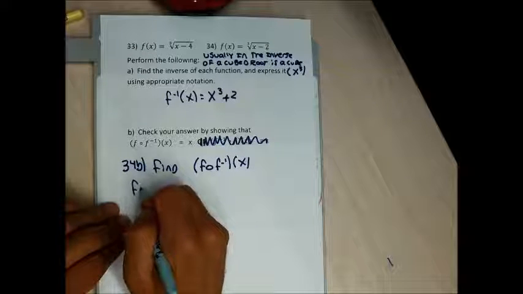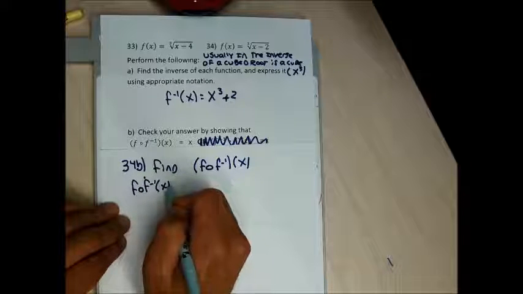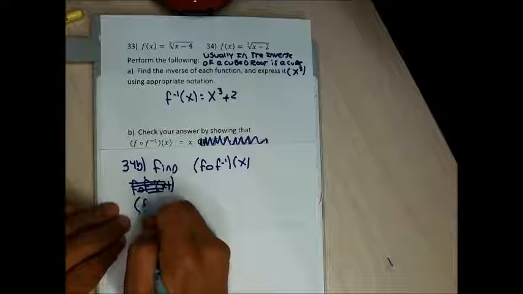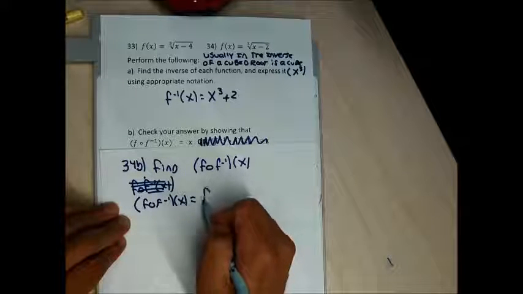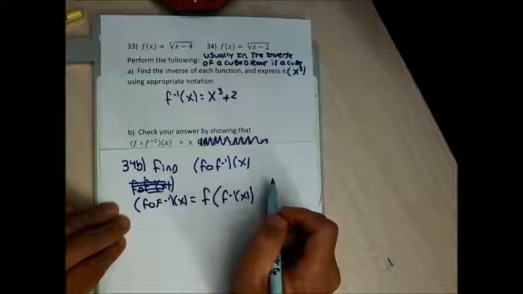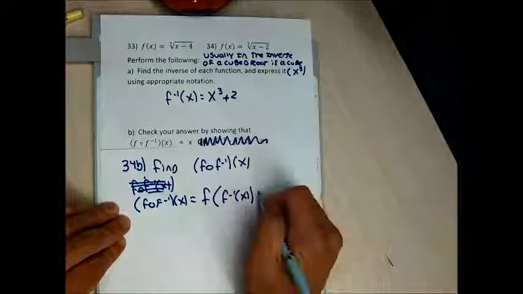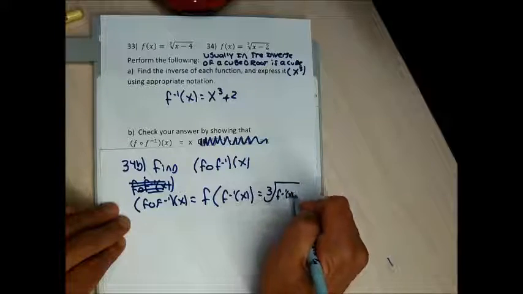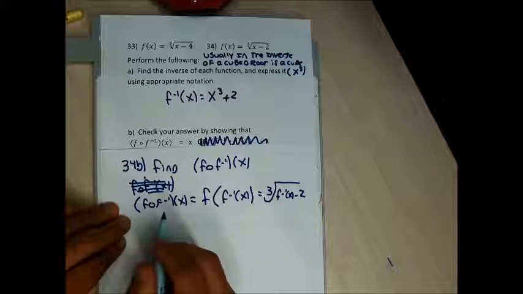And to do that, f composed with f inverse of x equals f of f inverse of x. That means in my f function, I need to change that x to an f inverse. So that's going to be the cube root of f inverse of x minus 2. I just took that x and changed it to f inverse of x.